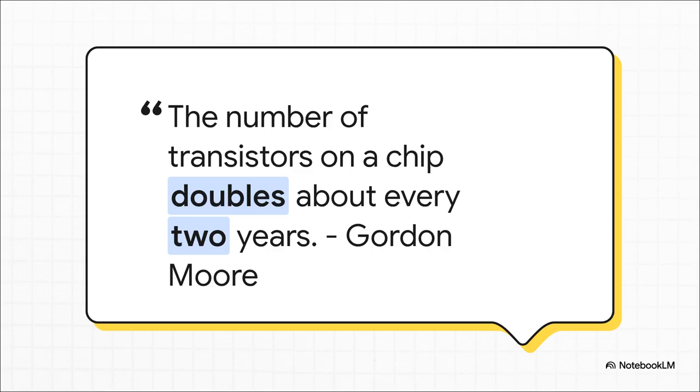It was actually predicted way back in 1965 by Gordon Moore, one of the co-founders of Intel. His observation, which we now call Moore's Law, basically said that the number of transistors you could squeeze onto a chip would double roughly every 2 years. And you know what? He was right. And it completely changed the world.